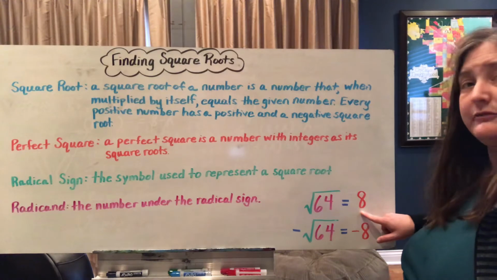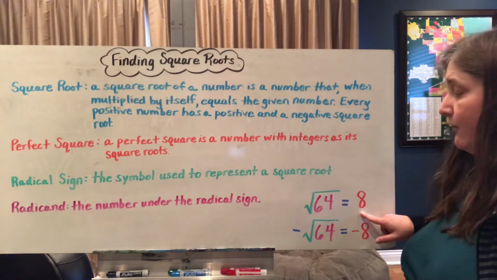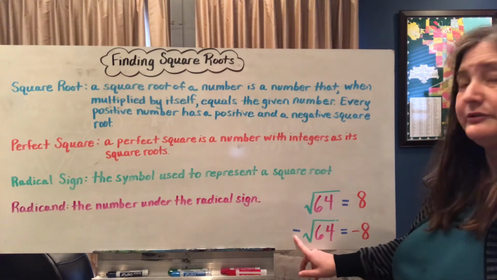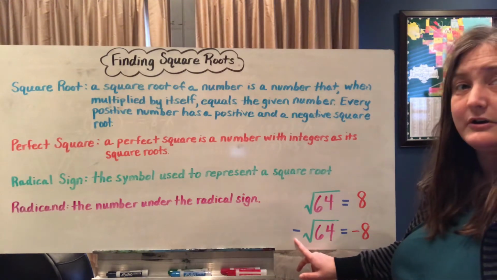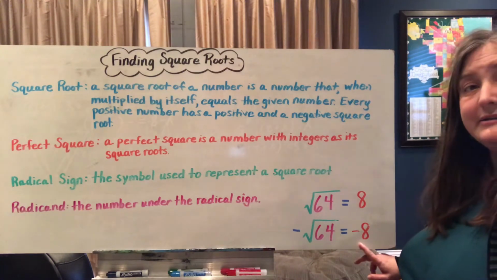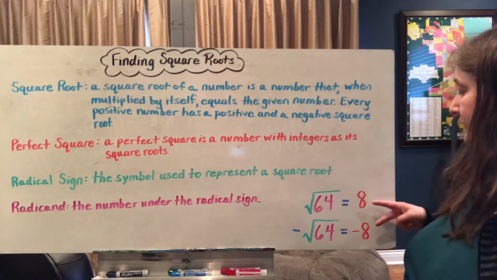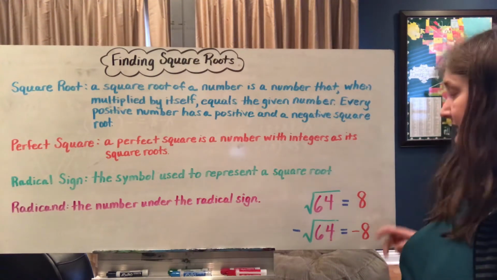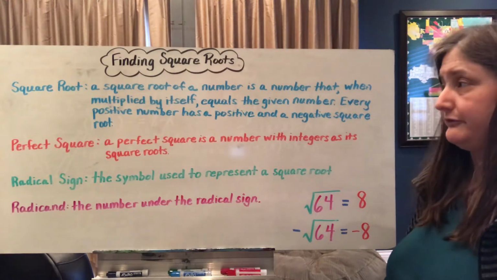Positive 8 is one of my square roots of 64 because 8 times 8 will equal 64. But square roots also have a negative answer, so here I'm looking for the negative answer that gives us 64, and that would be negative 8 times negative 8 also gives us 64. So we have two answers. Since these answers are both integers, 64 is considered a perfect square.